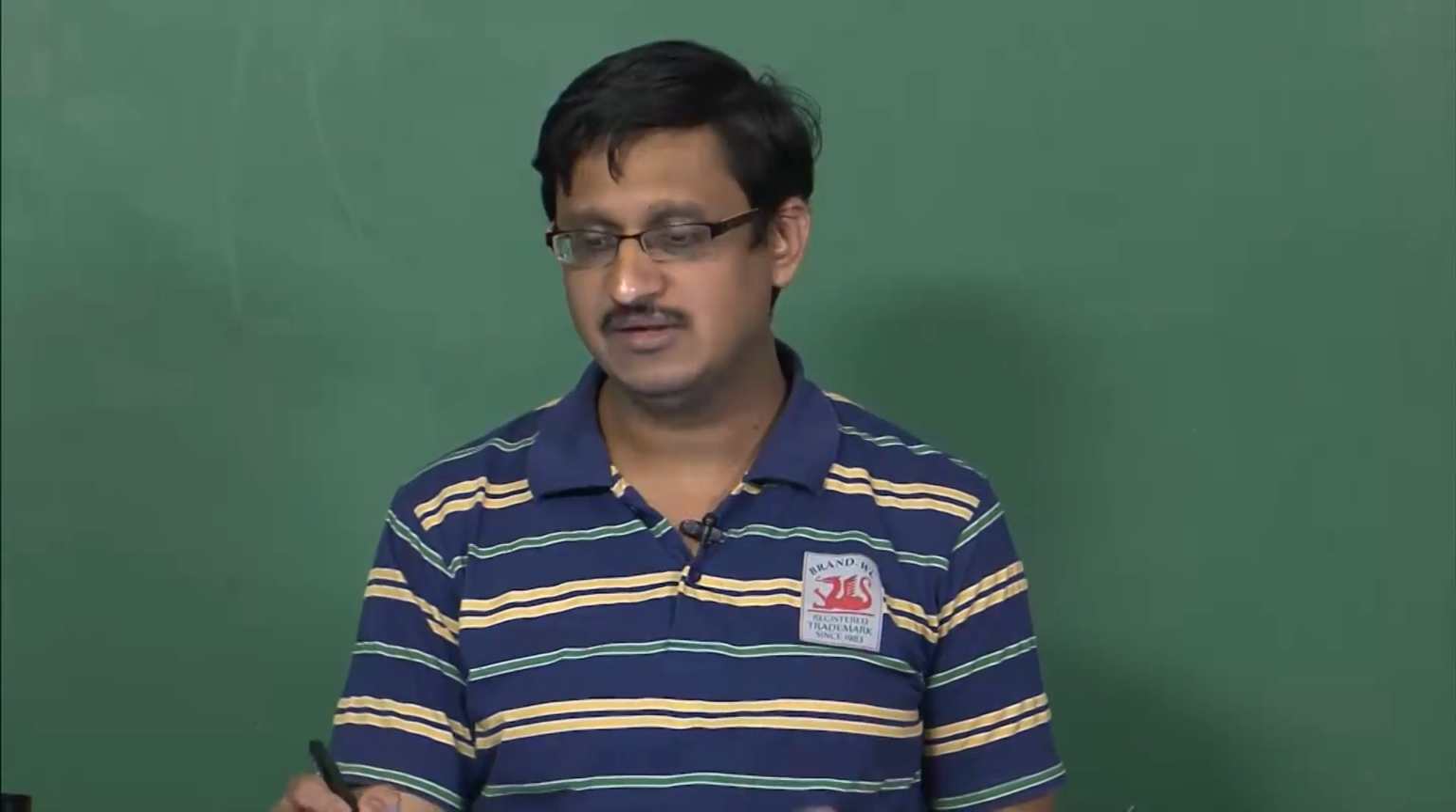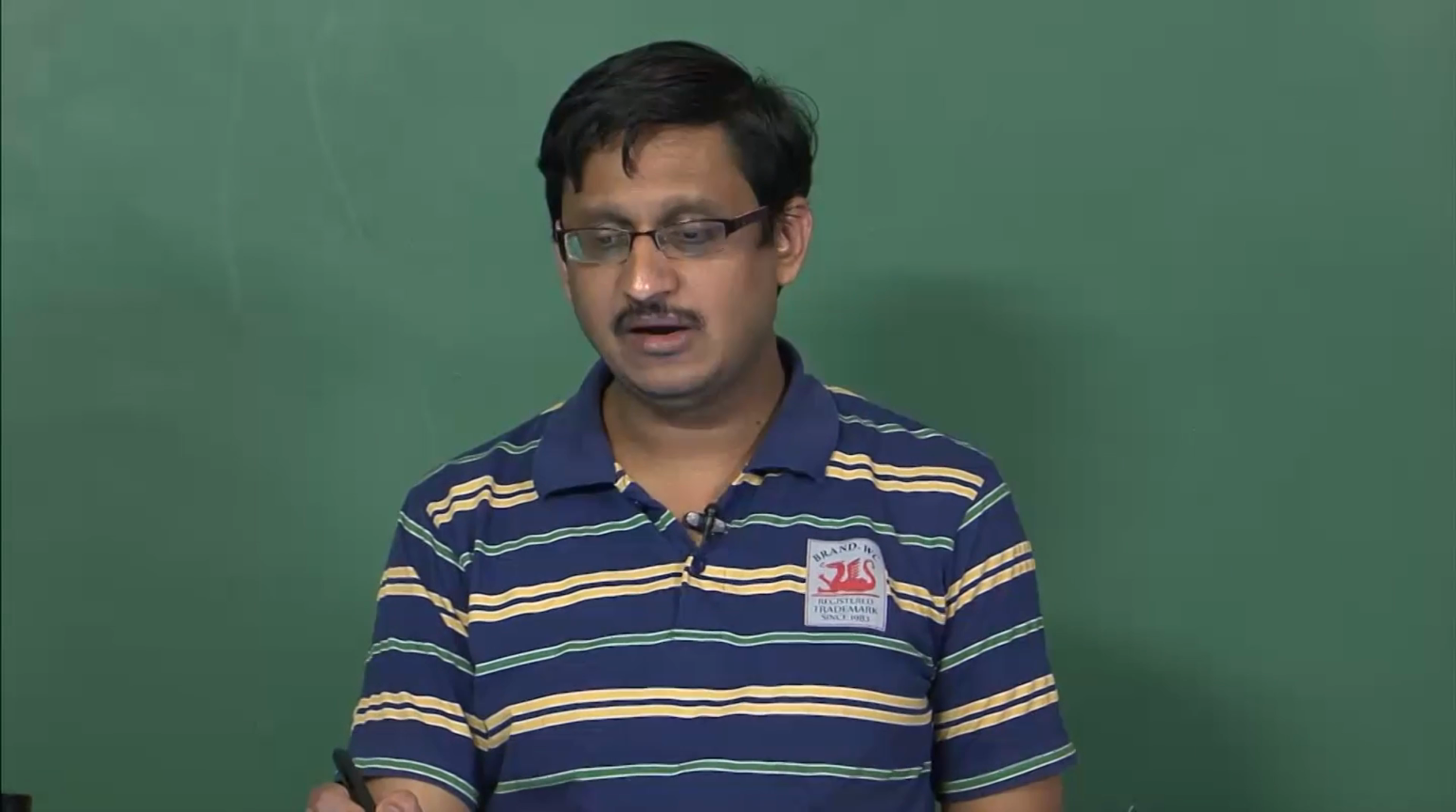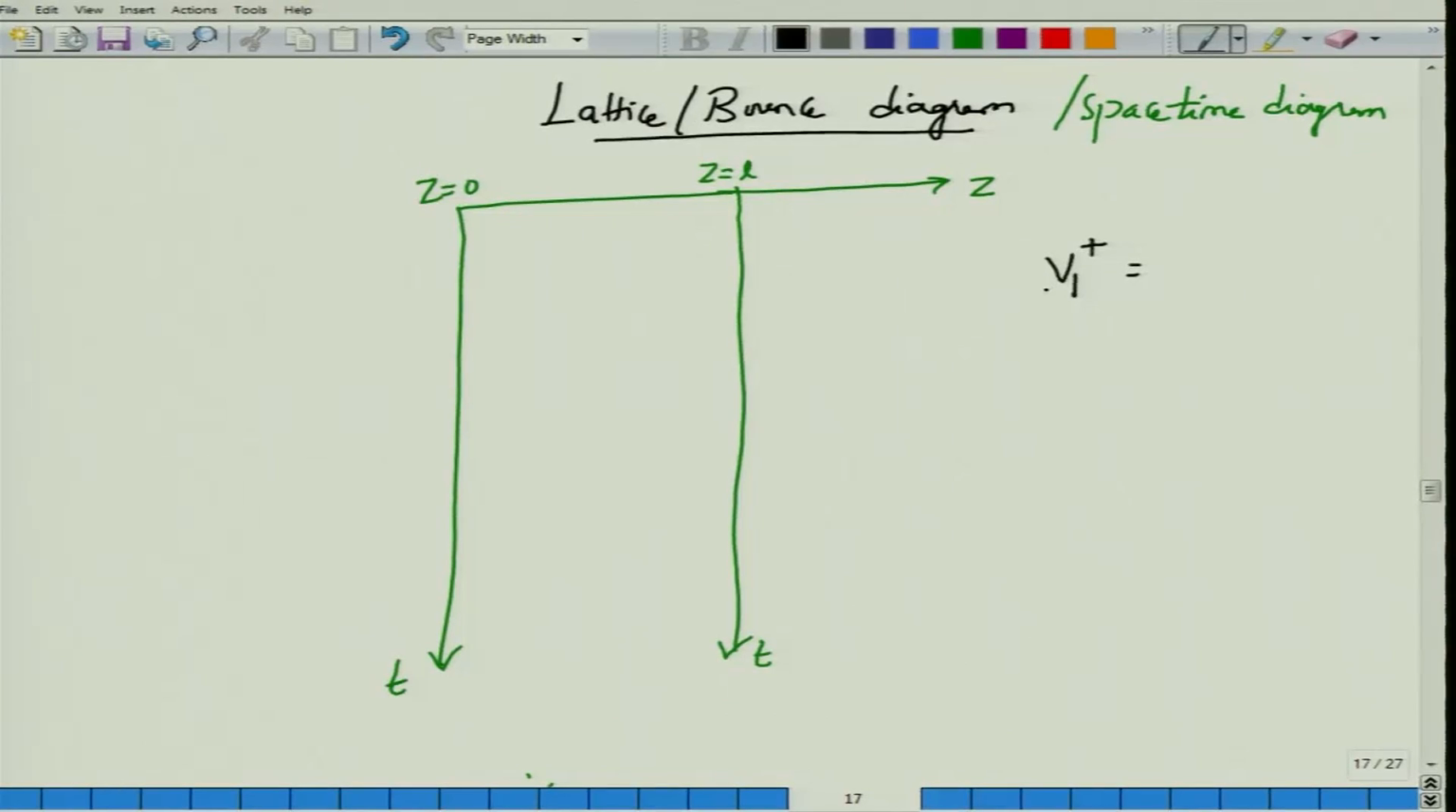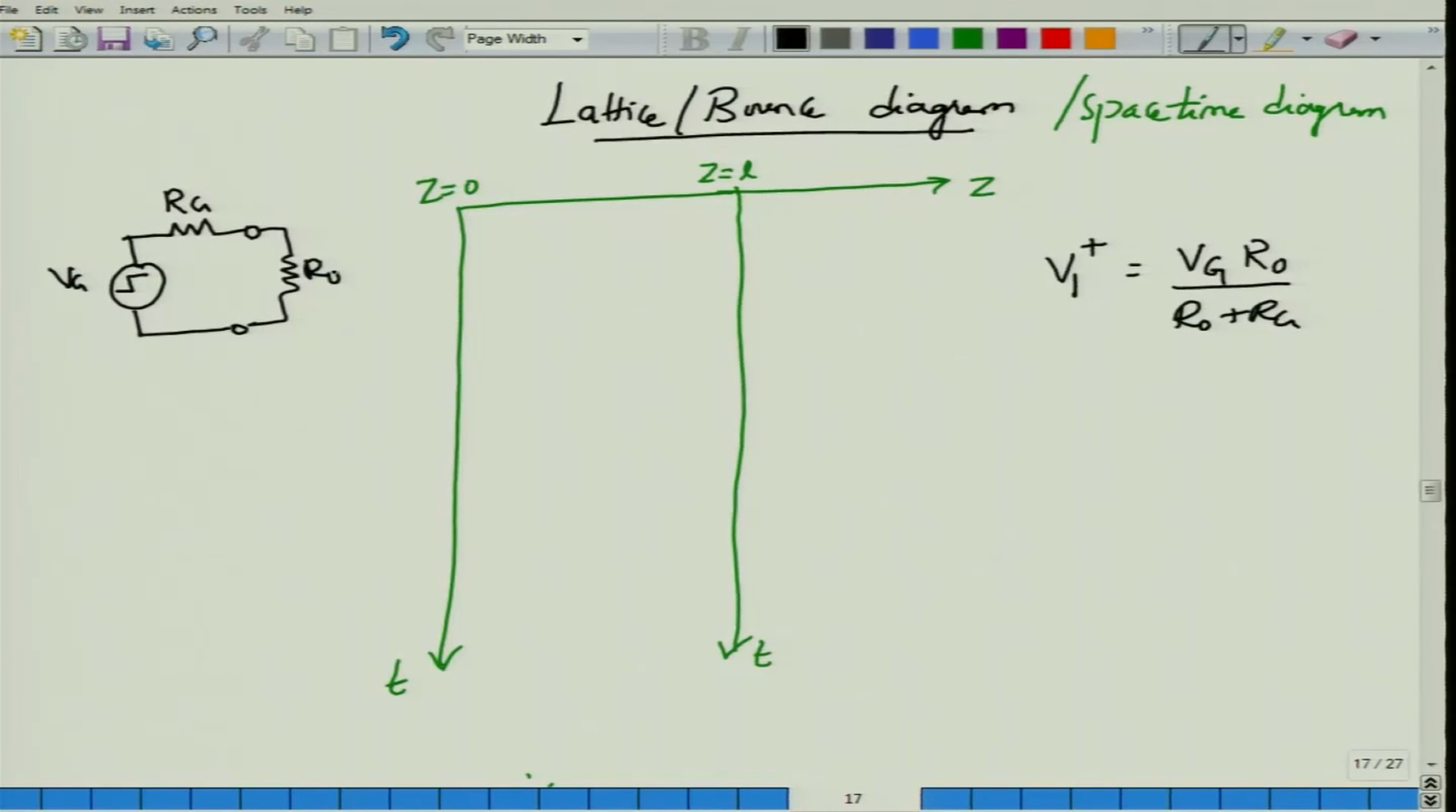So, the initial voltage amplitude, let us call this V1 plus, is given by, and this plus indicates that this begins to propagate from the generator side all the way to the load side. V1 plus will be equal to whatever the generator amplitude Vg is, times R0 divided by R0 plus Rg. When I write this, I am actually telling you that the initial voltage Vg applied through the resistance Rg sees the transmission line characteristic impedance. It will not see the load.